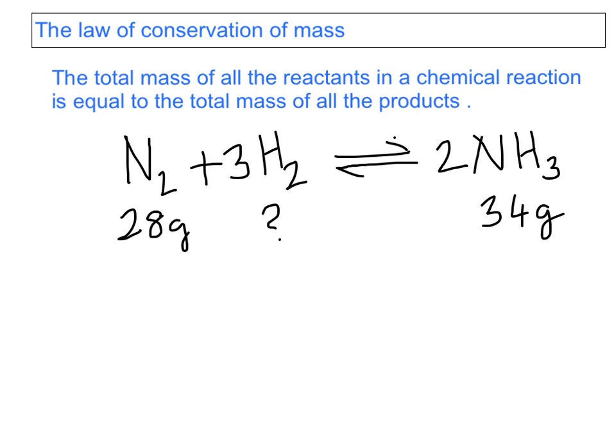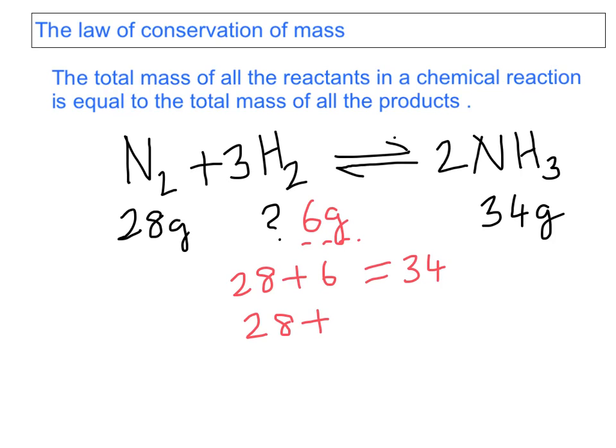I hope you have worked this out as 6 grams of hydrogen. As you can see from here, if you add 28 plus 6, that gives you 34. In other words, if you don't know this, if you add these two, you should get this number. So you may want to write this down as an equation if you prefer. So 28 plus x equals 34, and x would be equal to 34 take away 28. That gives you 6 grams.